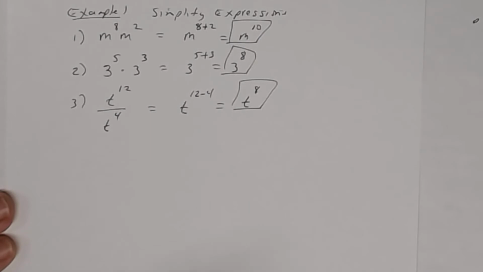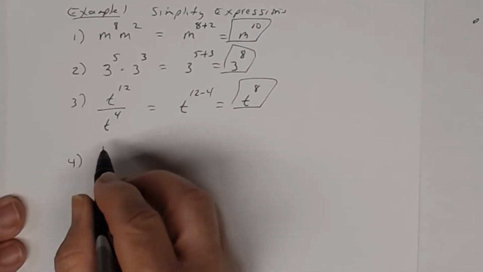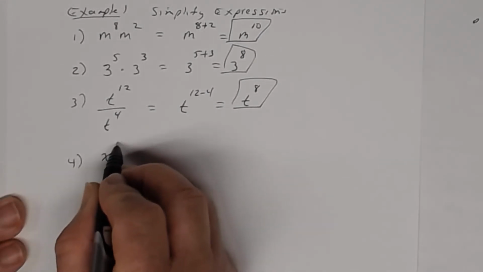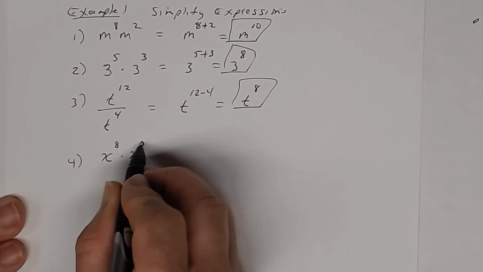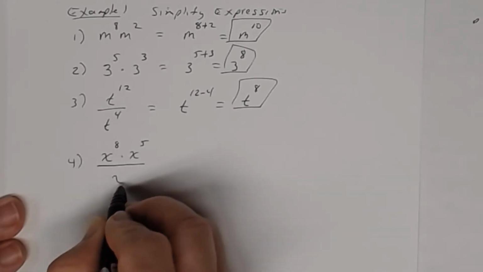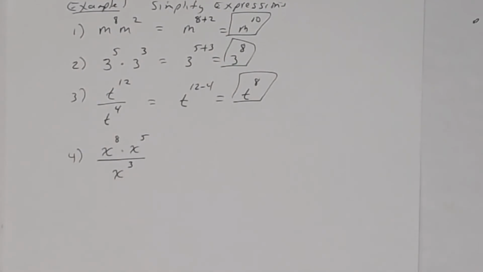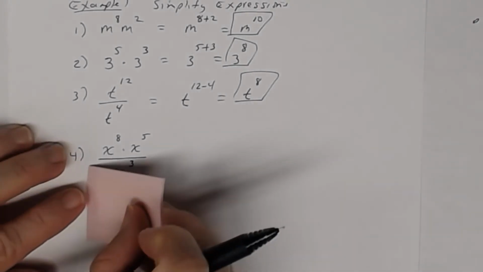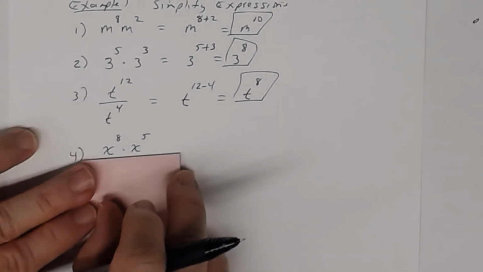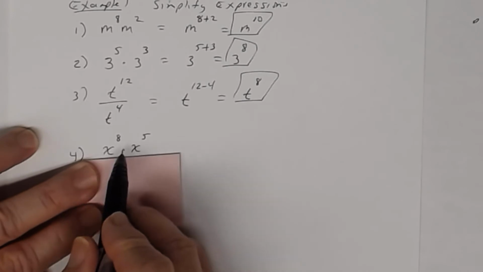Okay, what if I had this? So look at number 4. We have x to the 8th times x to the 5th divided by x to the 3rd power. Don't make that difficult. Always look at what you have in the numerator first. So notice in the numerator, I have this product.